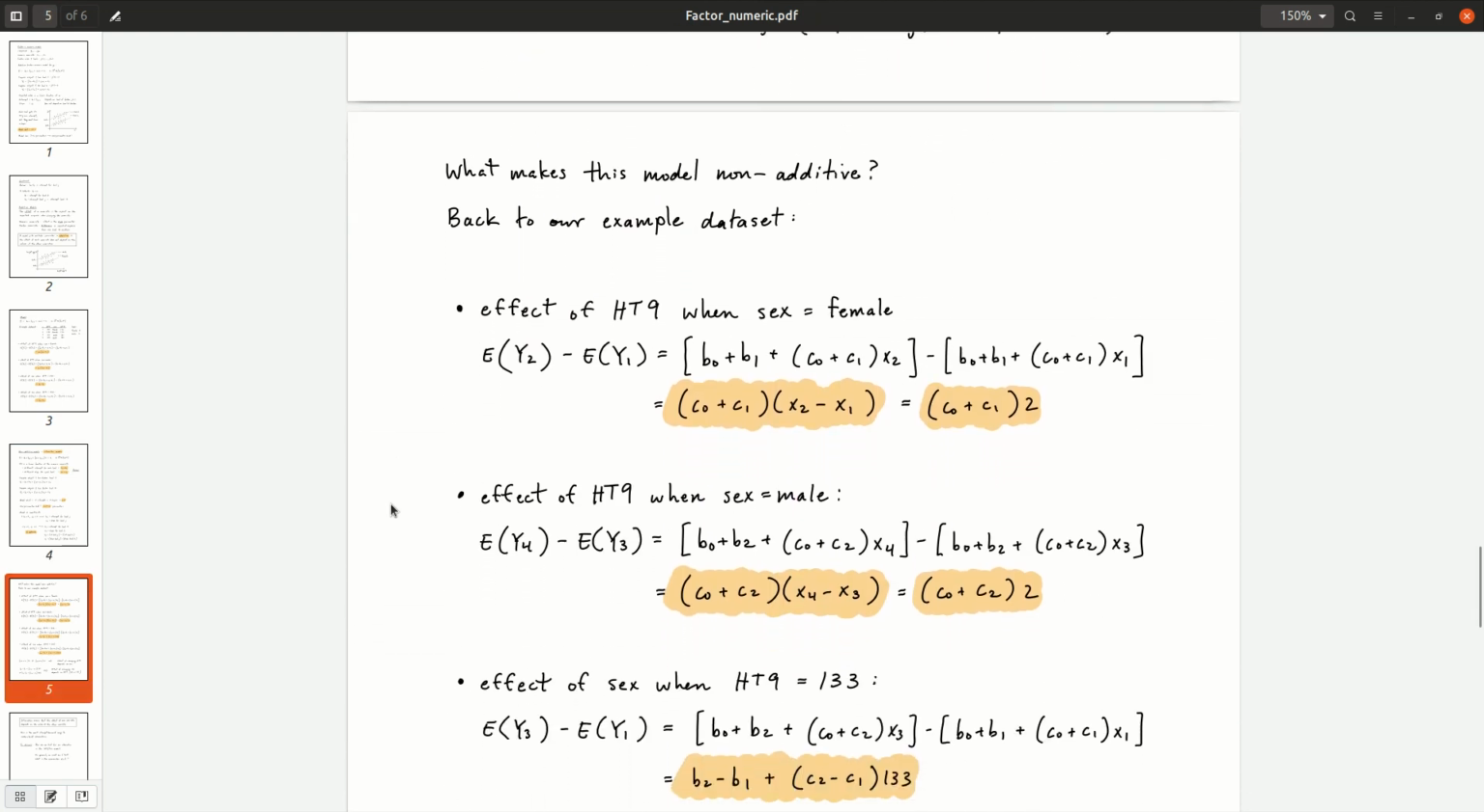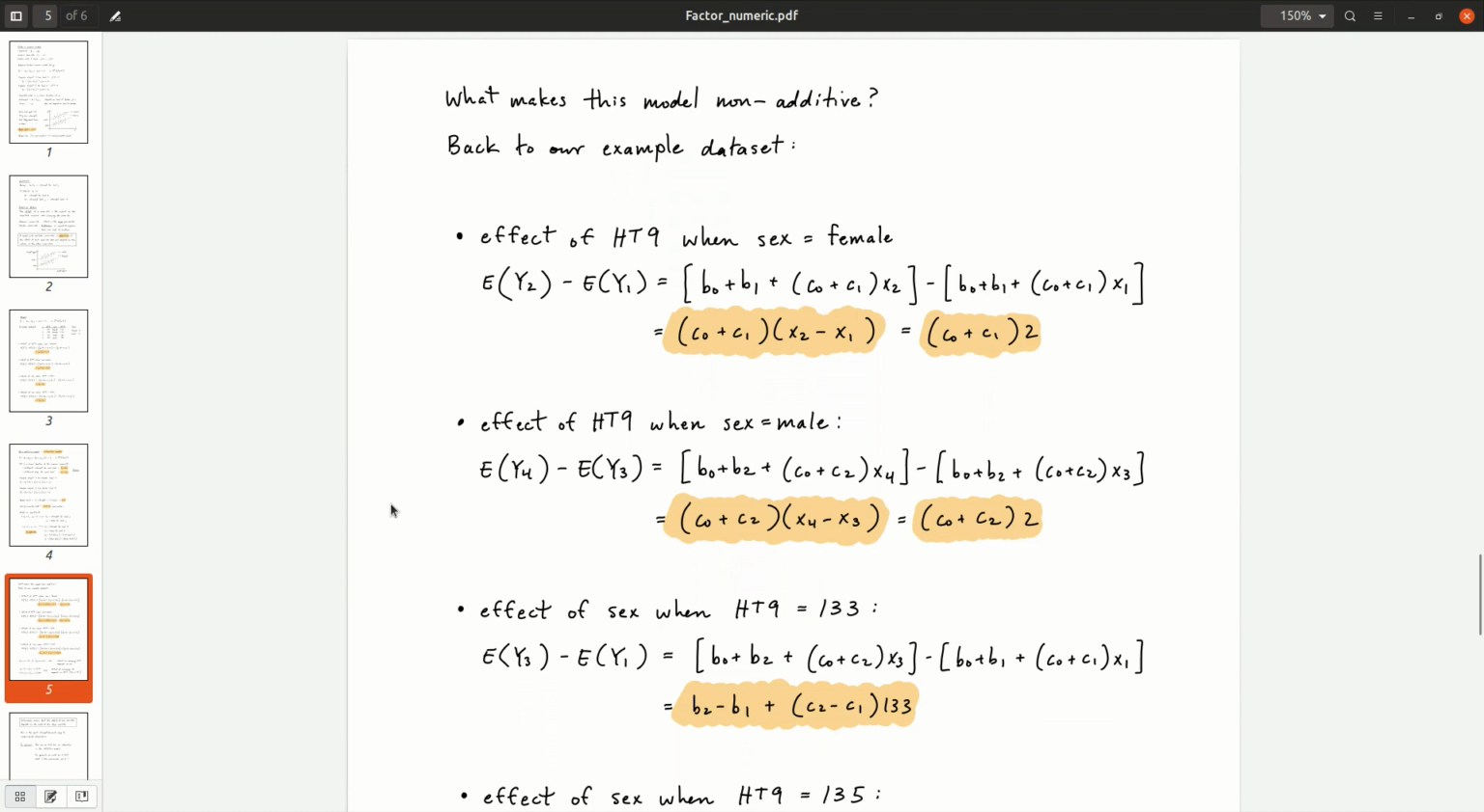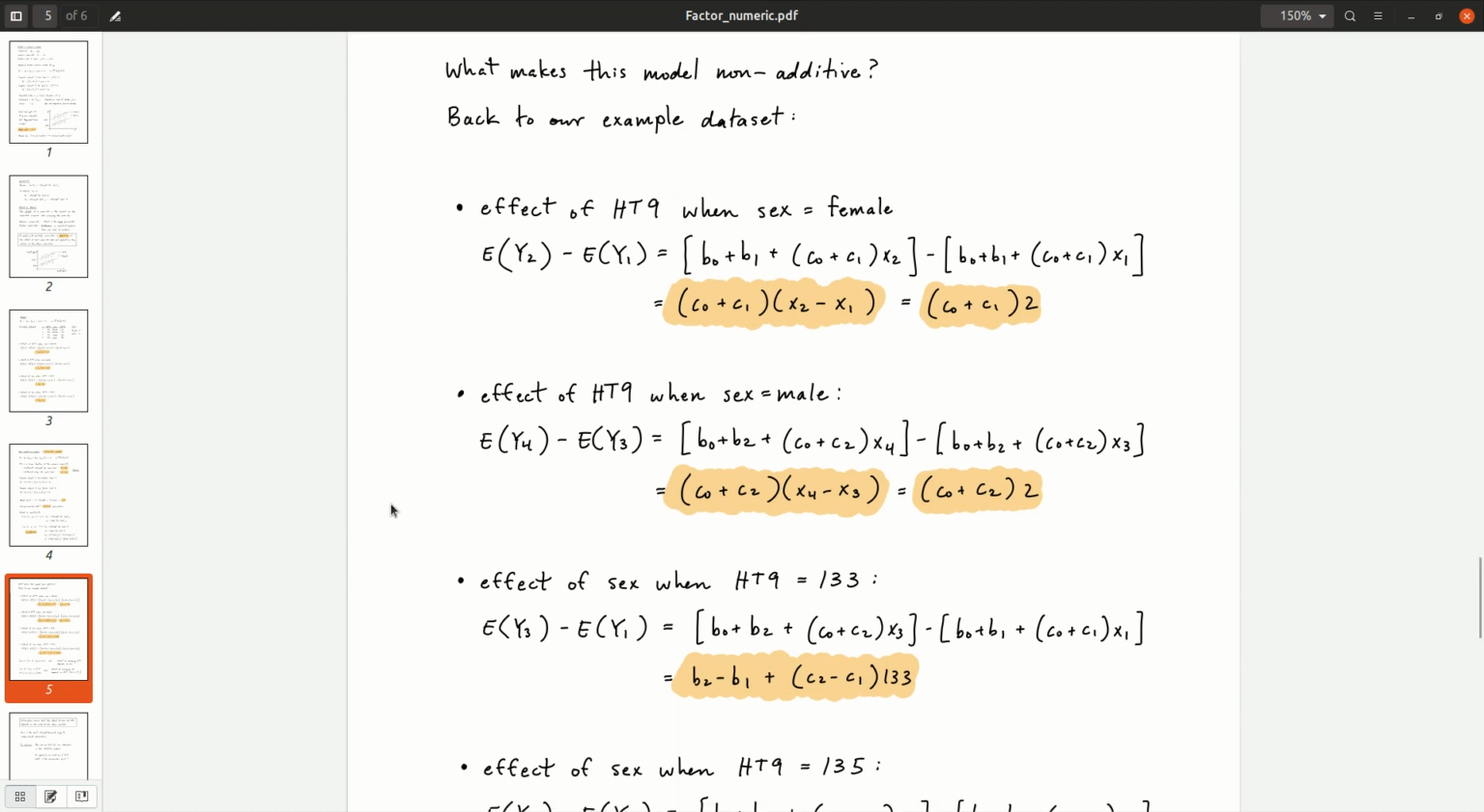All right, so let's see why this model is not additive. And let's go back to our example data set. So if we wanted to look at the effect of height at age 9 when sex is female, we needed to compare the second and the first observations. So if we write out what the expected values are, this is the same as before, but of course we're going to add C1 to the slope. And this is the same as before, but sex is female, so again it's C1 to the slope.